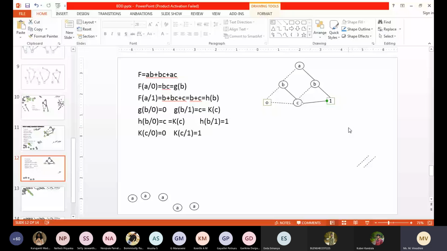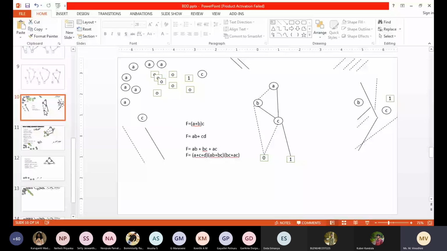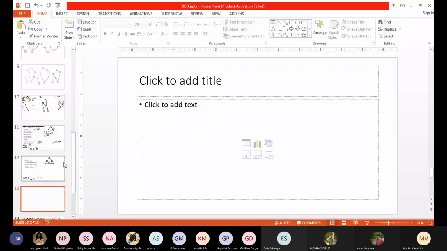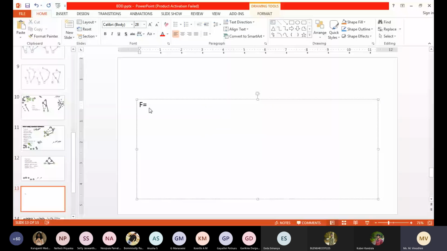Same problem. I think we didn't solve, right? Using R1, R2, R3. I think we solved for this. F is equal to A plus B into C. One more we will try. Same Shannon's expansion theorem. F is equal to A plus B into C.